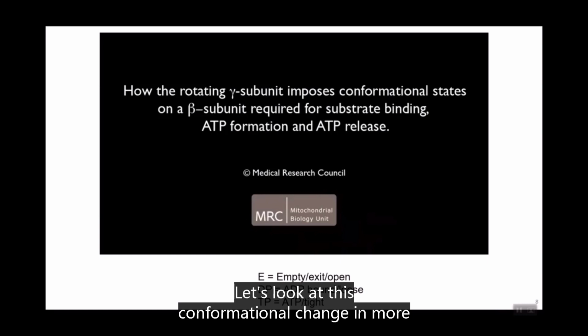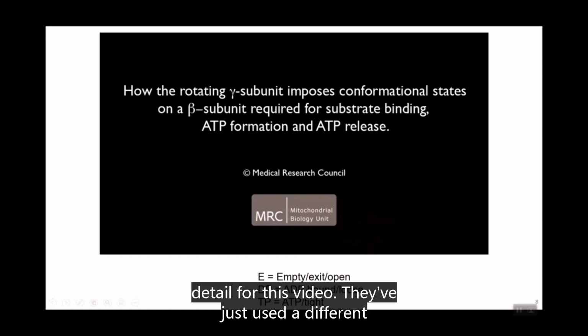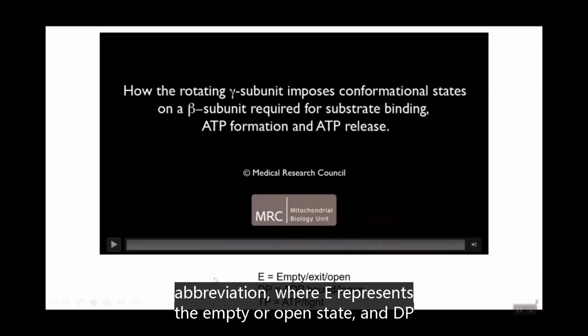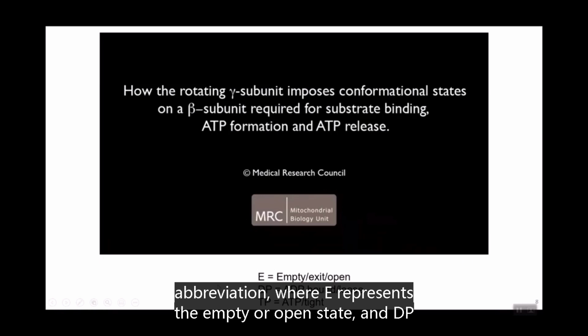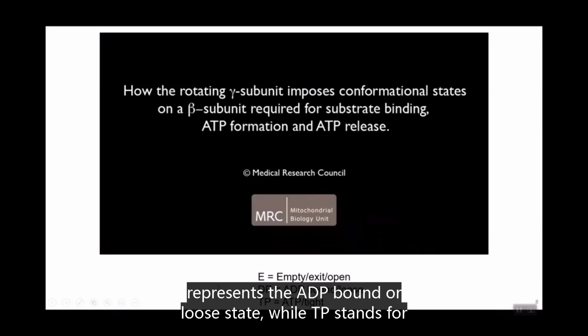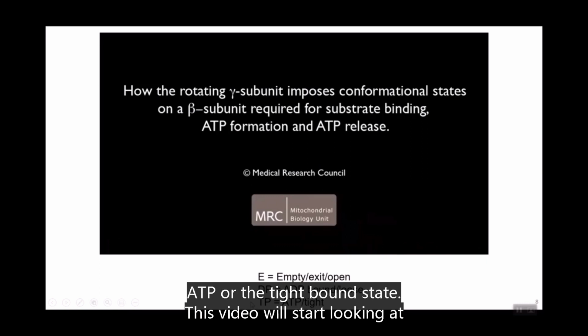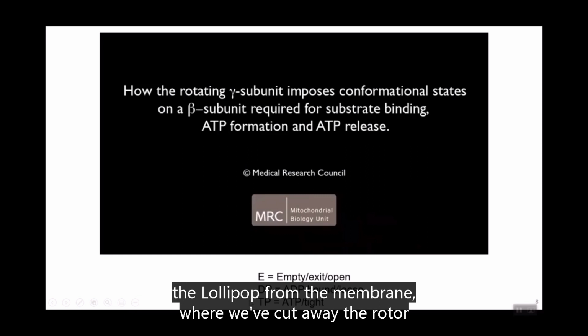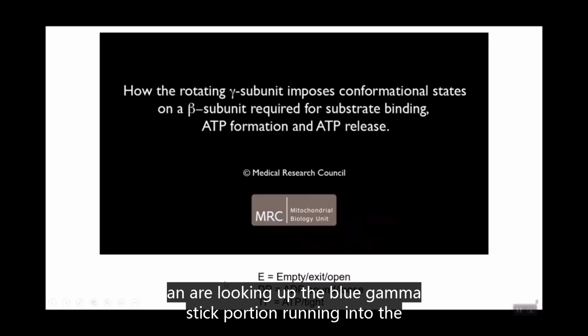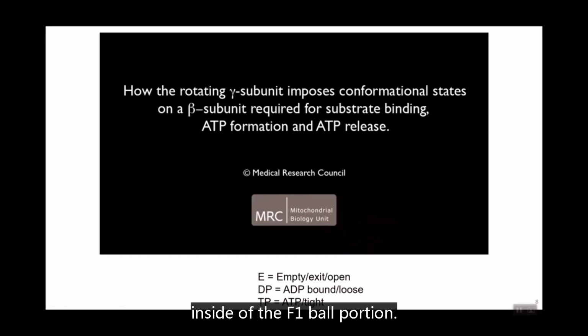Let's look at this conformational change in more detail. For this video, they've just used a different abbreviation where E represents the empty or open state, and DP represents the ADP bound or loose state, while TP stands for ATP or the tight bound state. This video will start looking at the lollipop from the membrane, where we've cut away the rotor and are looking up the blue gamma stick portion running into the inside of the F1 ball portion.